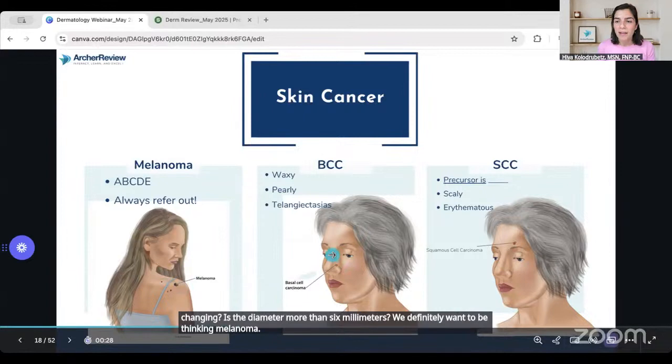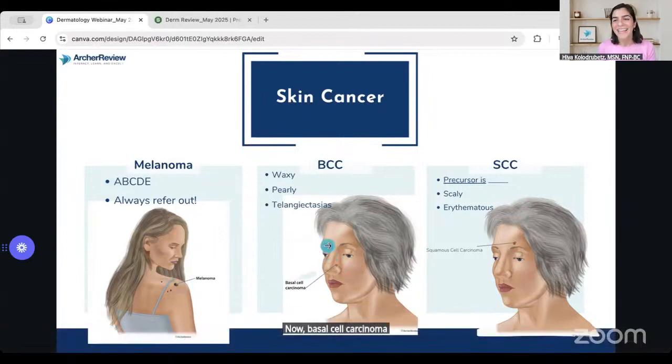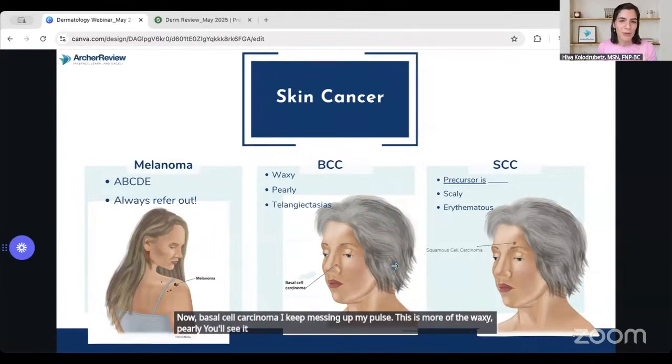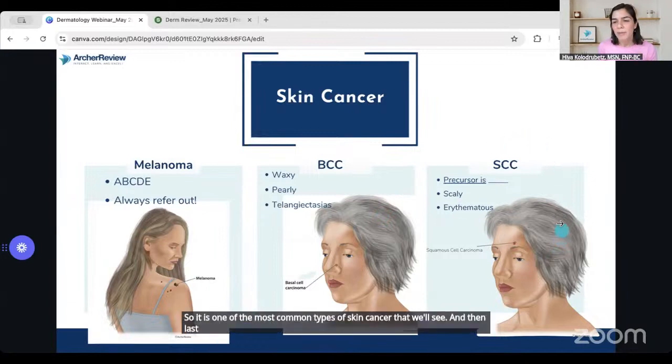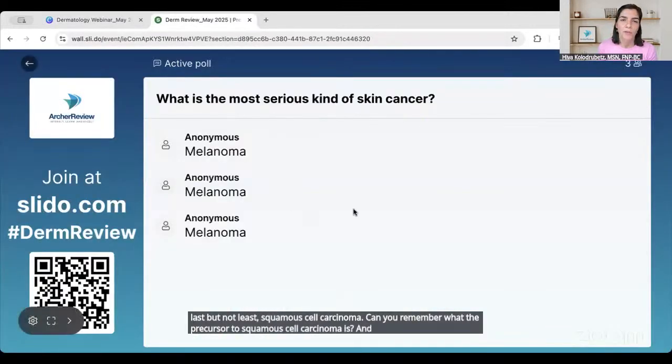Now, basal cell carcinoma. I keep messing up my polls. This is more of the waxy, pearly. You'll see it more in those sun exposed areas. So it is one of the most common types of skin cancer that we'll see. And then last but not least, squamous cell carcinoma. Can you remember what the precursor to squamous cell carcinoma is? You can put it in the same poll if you guys are already there. What is that precursor to squamous cell carcinoma?